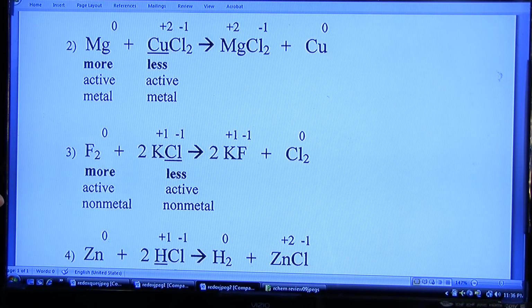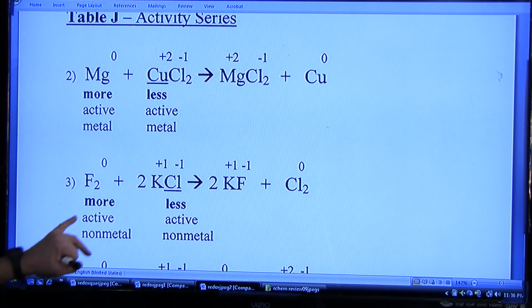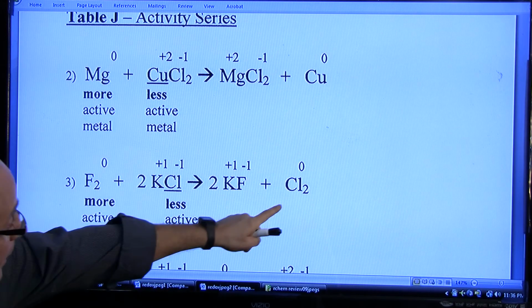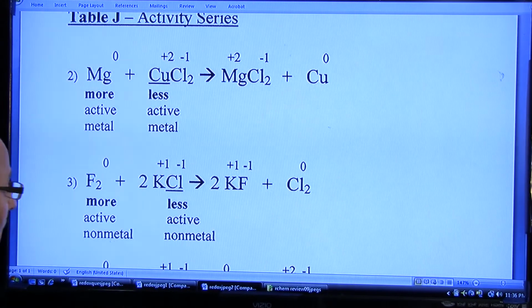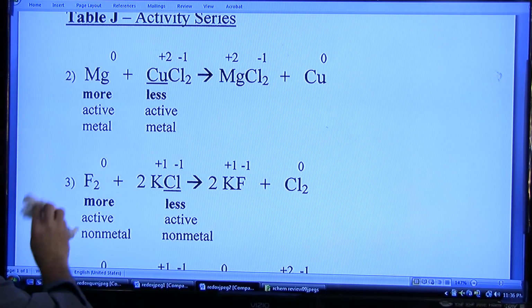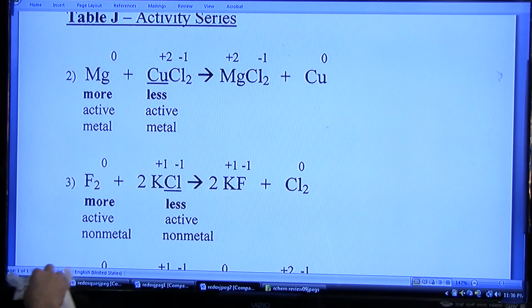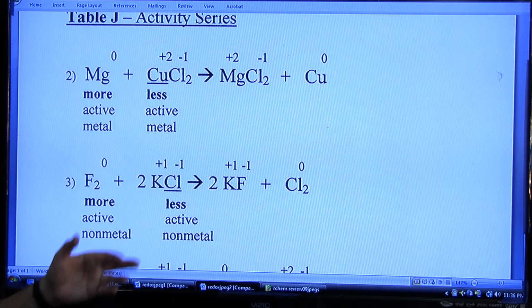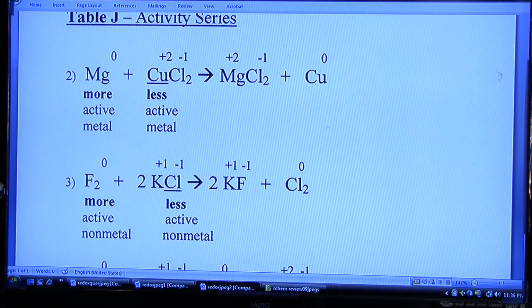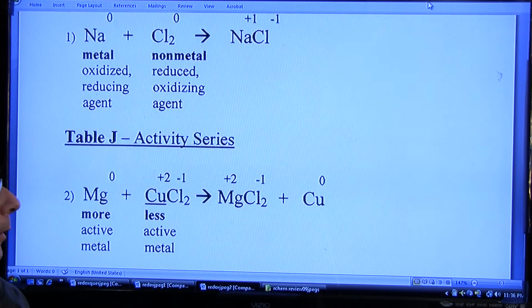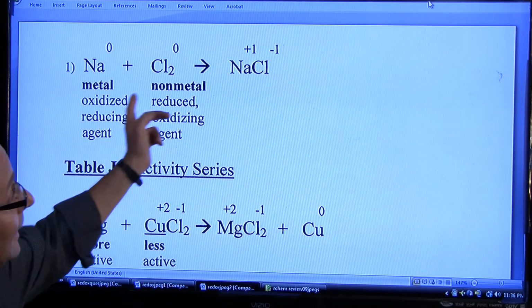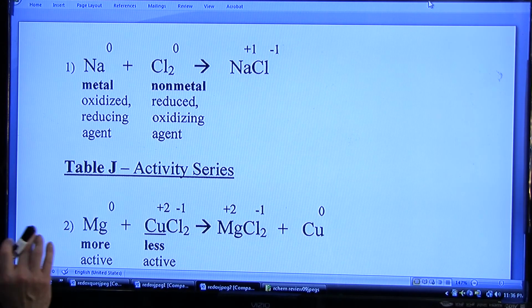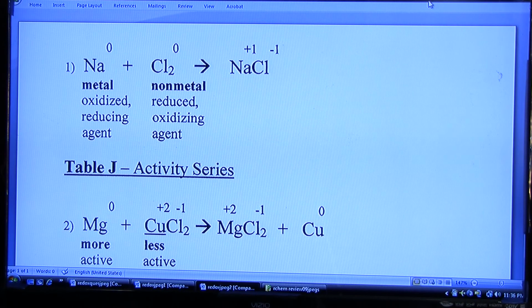Look at this one here, examples 2 and 3. Free element, free element, free element, free element. So that free or uncombined element on either side of the equation, which ultimately ends up getting combined because of the reaction, indicates that it's a redox. And the same, of course, applies to the very top one, where we have 2 free, uncombined elements getting combined. All right, those are your typical redox reactions.